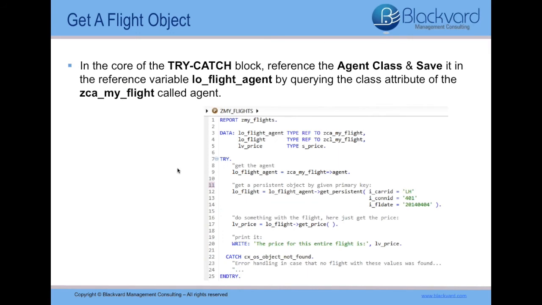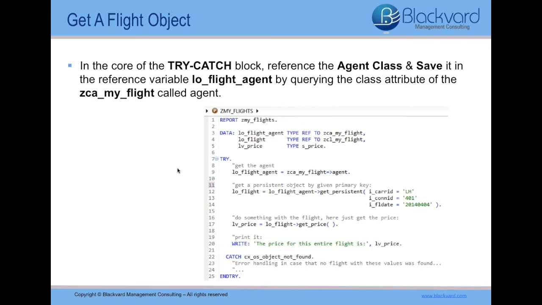Here you see this sample. That's a small coding sample to get some data out of the database. We will walk through it step by step. It's a simple report, so we have the report statement in line 1. Line 3 contains some data definitions. The important thing is we start in line 7 our try catch block.